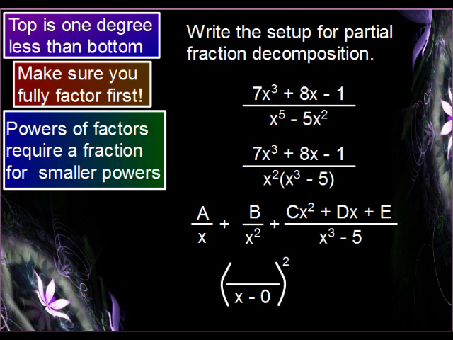The way to think of x squared is to think of it as x minus 0, and then the whole fraction squared. If you think about it in those terms, then it becomes a little obvious. This has a power of 1, so therefore on top, you would need just a constant.